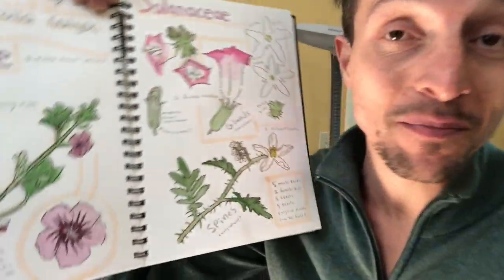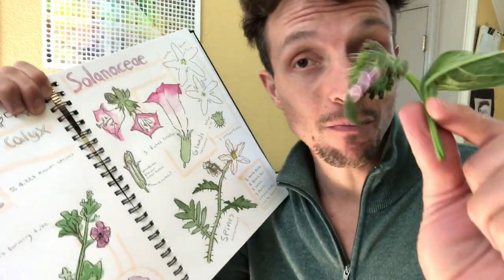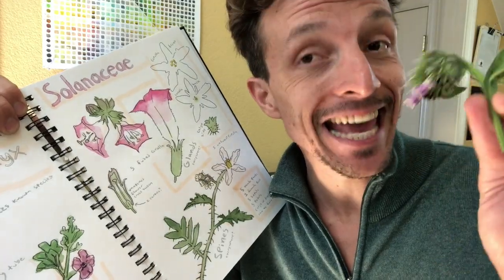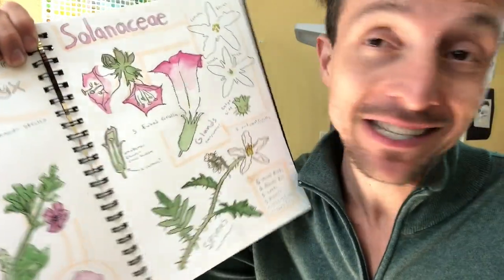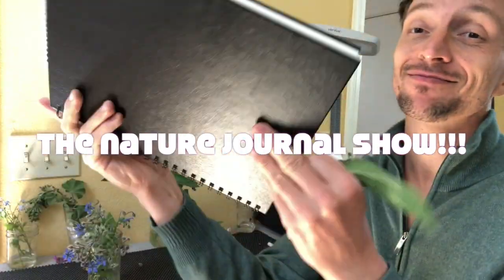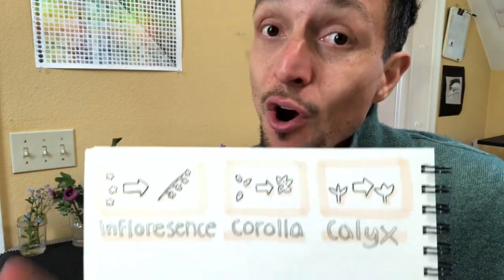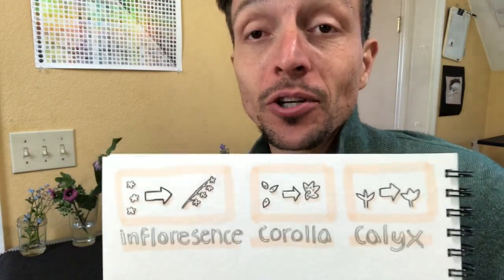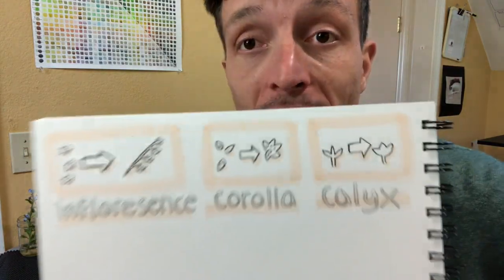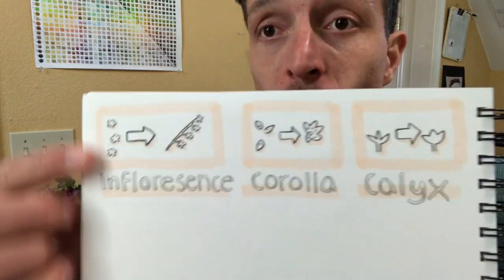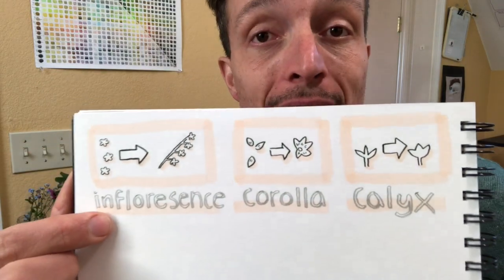Today, we're going to do some flower drawing, learn some more basic botany, and some more plant families in our nature journals. Even though we're keeping the technical terms to a minimum, there are still three concepts from botany that are going to help us today. The first one is the term inflorescence.